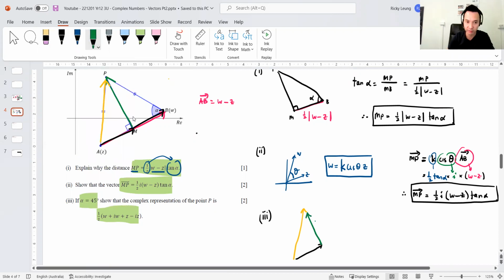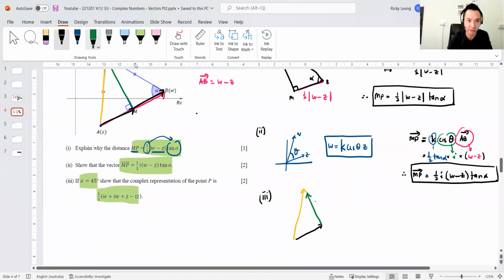I've got black, I've got green, and I'm finding yellow, but yellow, just to be absolutely clear, represents a P vector. This question wants me to find the position vector of P. So let's do this. AP as a vector equals the black vector, AM, plus the green vector, which is MP. Now, MP is this long thing, but because 45 degrees is given as alpha, hopefully this cleans up.